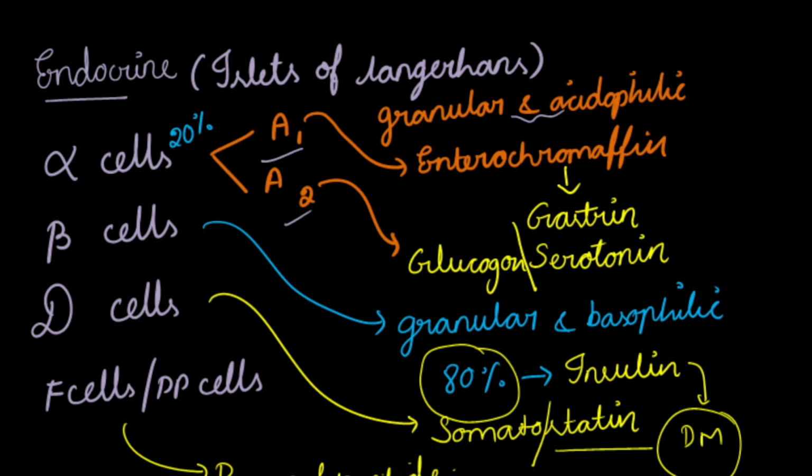Then beta cells, which are granular and basophilic in nature, and they form the major cell population of the endocrine part, that is 80%, and they secrete insulin, and whenever there is any problem with the insulin, it leads to the most important lifestyle disorder, that is diabetes mellitus. And delta cells secrete somatostatin, which has inhibitory action towards the growth hormone, and F cells, that is pancreatic polypeptide cells, also secrete pancreatic polypeptide.